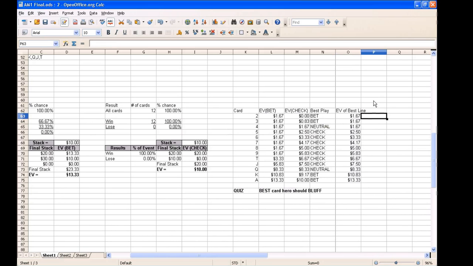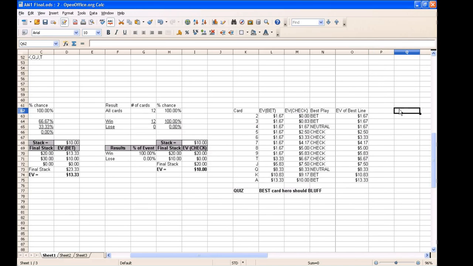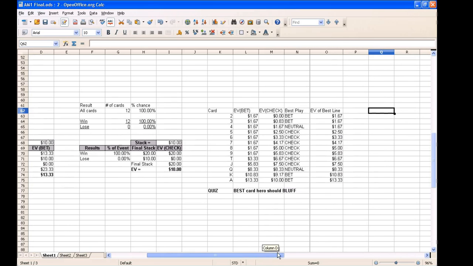Something that I will show you how to do in this series is graph. I don't think it's particularly important for this example, so I'm not going to waste everyone's time with that. So what we're going to do is color code this and take a look at what this range looks like. But before we do that, I want to show you something that I think is pretty interesting.